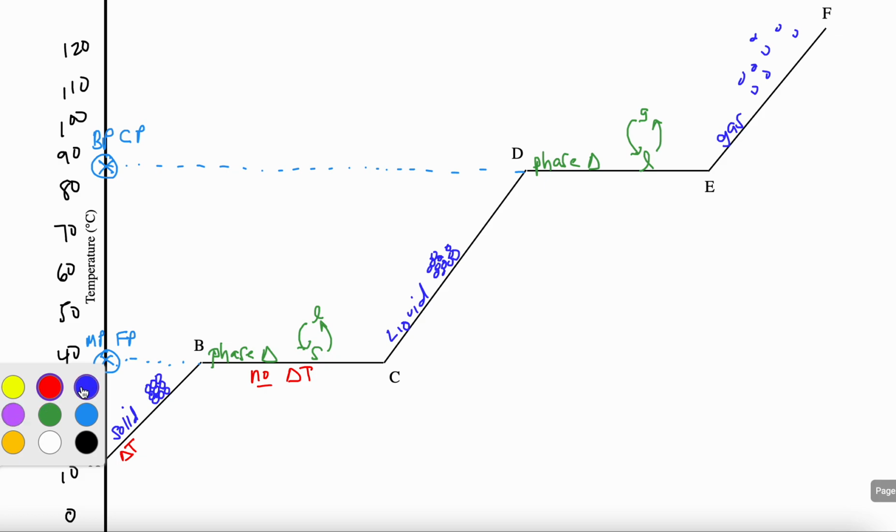So what does this tell us about energy? Well, with energy, we have two characteristics.